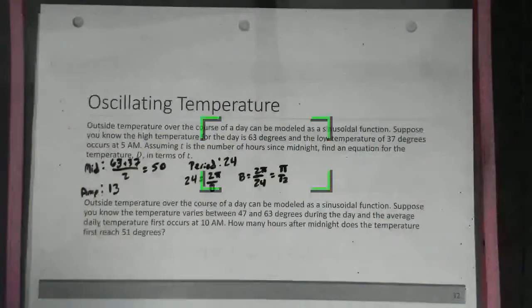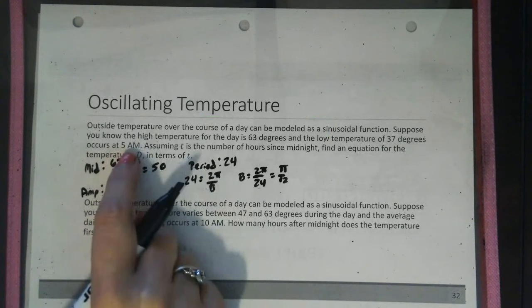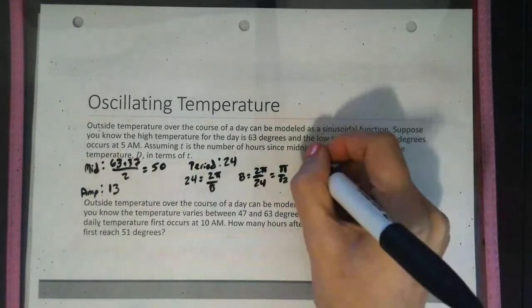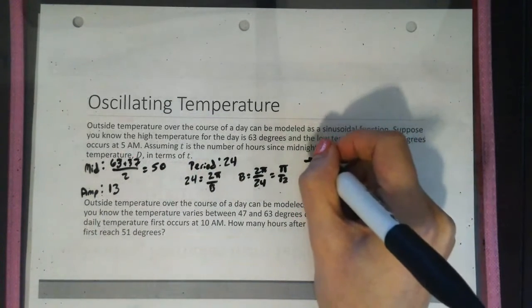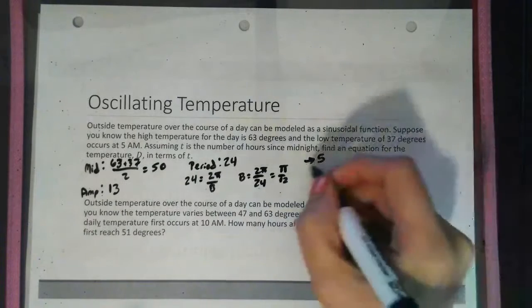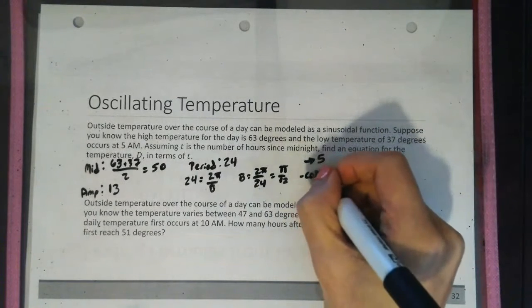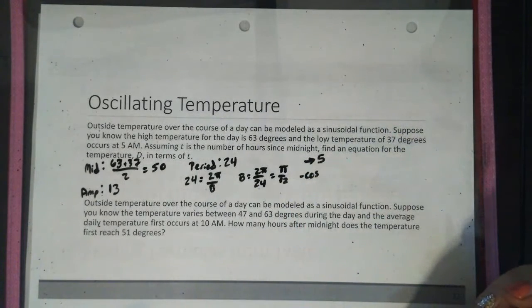The only point we know when it happens is that the low temperature occurs at 5 a.m. So if we shift our starting point to be at 5 a.m., meaning we have a horizontal shift to the right of 5 hours, then we can think of this as a negative cosine graph because we're starting at the bottom.